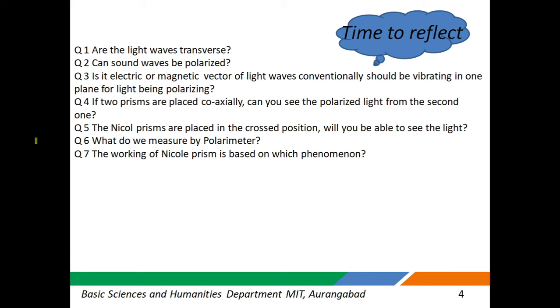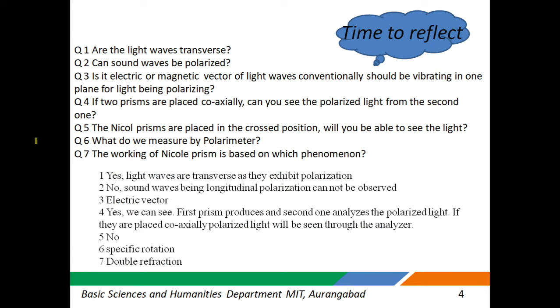So you might have correctly answered these questions. The answers are: light wave is a transverse wave as it exhibits polarization. Can sound waves be polarized? No, sound waves being longitudinal, they cannot be polarized. We need the electric vector, as a convention, to be vibrating in one plane for light being polarized. The next question's answer is yes, we can see the light coming out of the analyzer if the two Nicol prisms are placed coaxially. The question number 5 answer is, the Nicol prisms are placed in crossed position, so we will not be able to see the light.